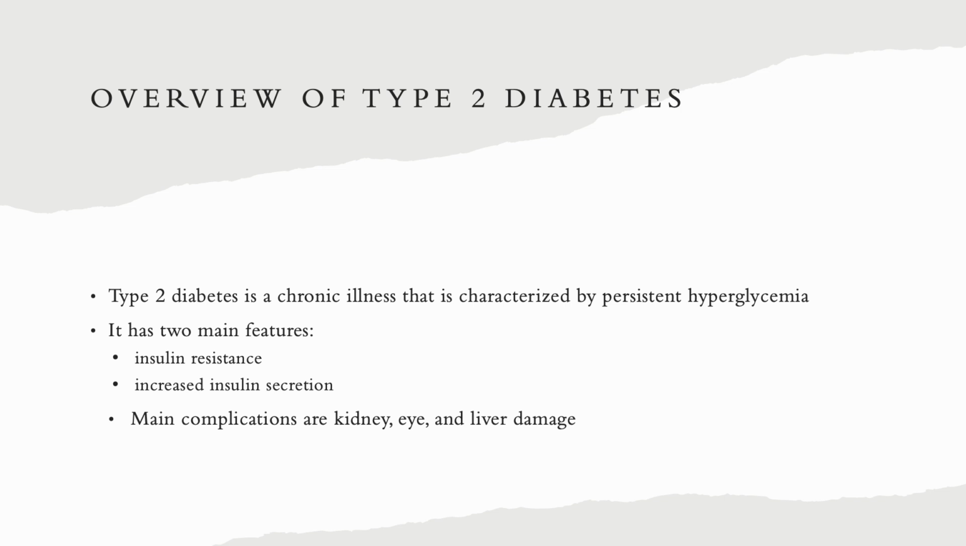So insulin resistance can be characterized by decreased glucose uptake by liver, adipose tissue, and skeletal muscle. And then in increased insulin secretion, you can see that pancreatic beta cells are compensated, which leads to hyperinsulinemia and beta cell dysfunction. Main complications of type 2 diabetes are eye damage, liver damage, and kidney damage.